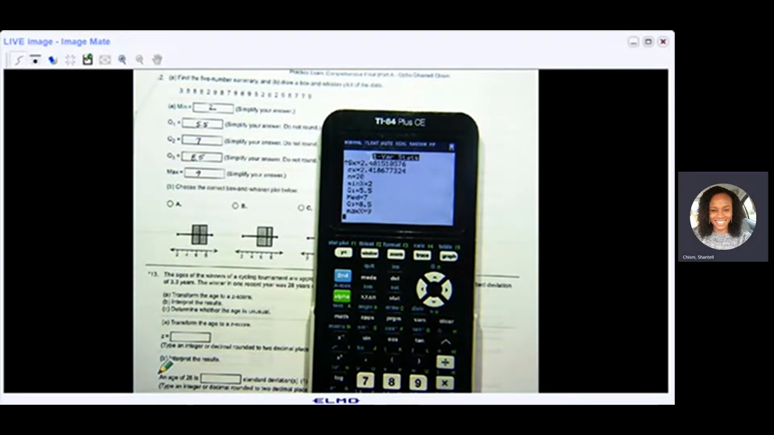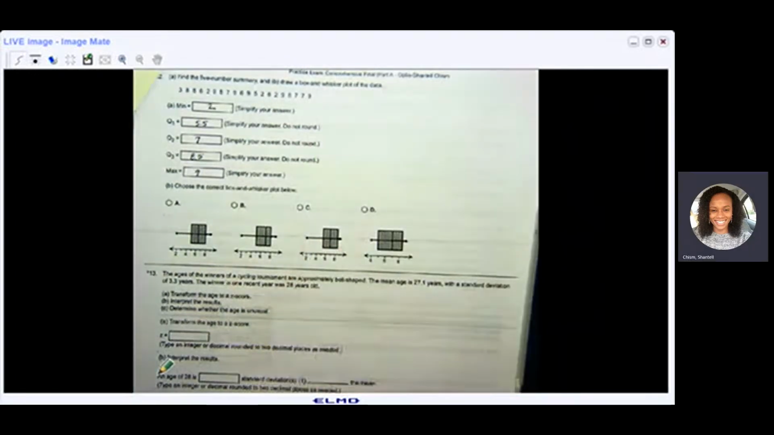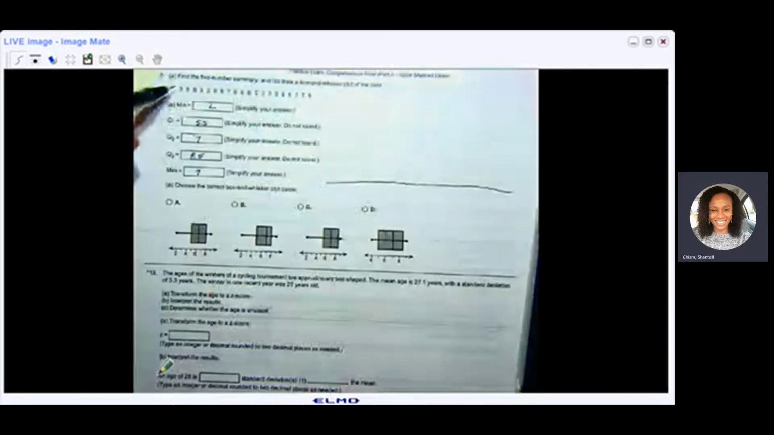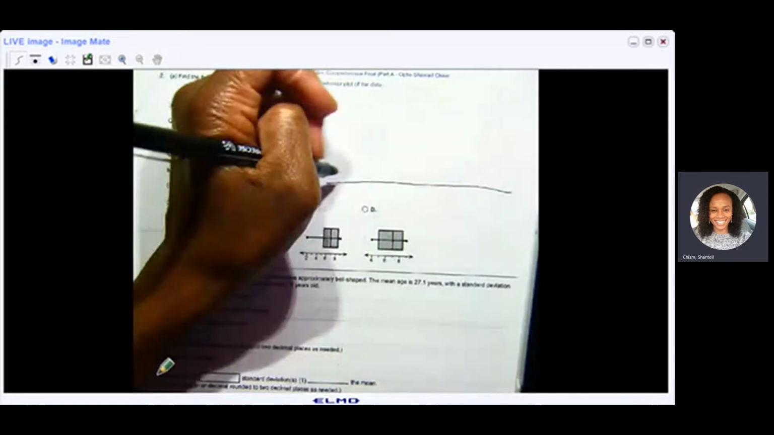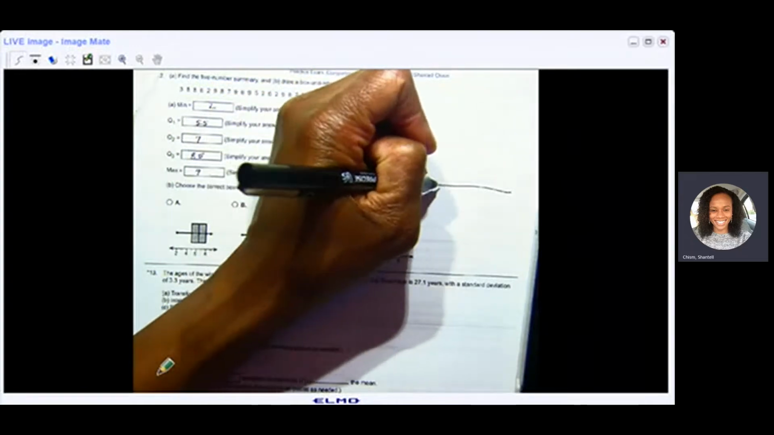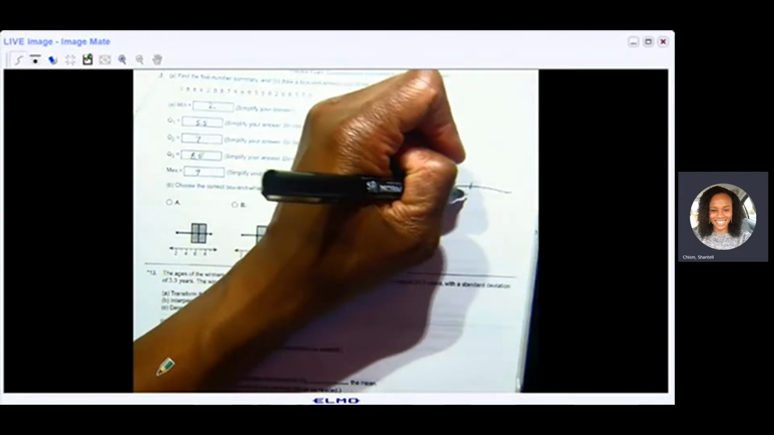That's it. And then you can, of course, draw a sketch of this. The easiest thing is to just do a quick little sketch right here. Create your number line. The numbers range from 2 to 9. So you can say 1, 2, 3, 4, 5, 6, 7, 8, 9, 10.